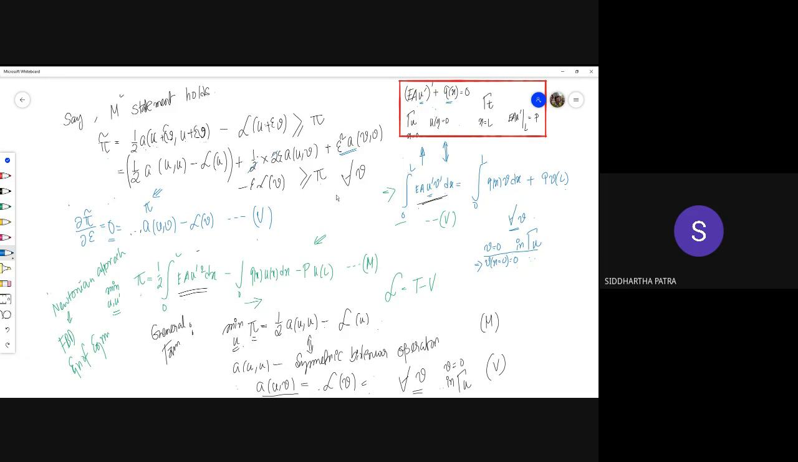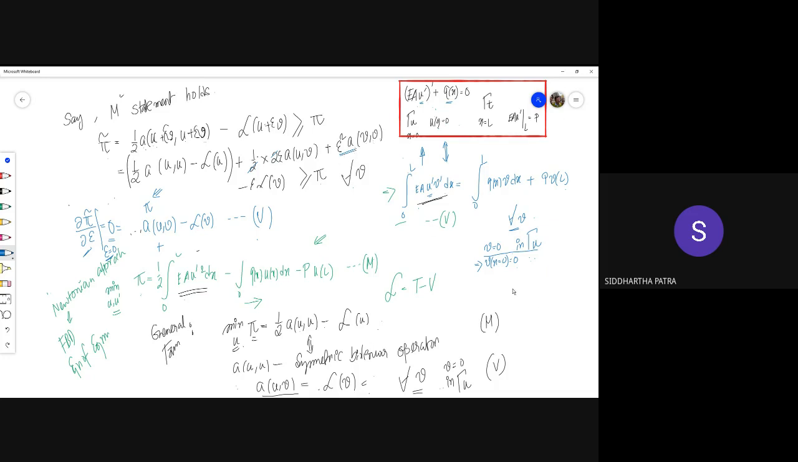Okay, for any arbitrary v, this must be true, and this must also be true because del pi del epsilon at epsilon equals zero must go to zero. You see, this epsilon equals zero is important. Otherwise, you also have this term a(v,v) times epsilon squared.